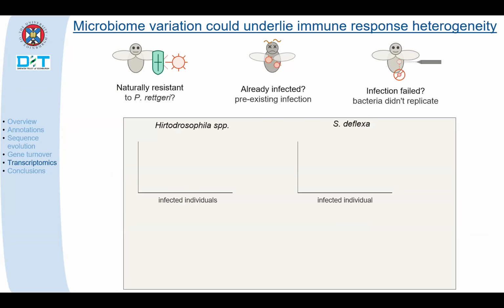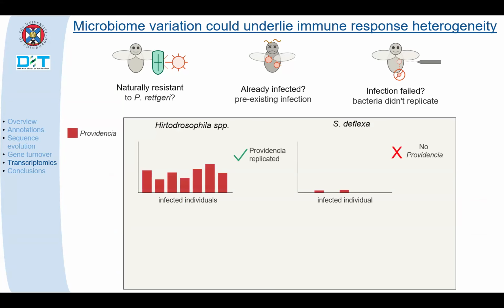Two things are immediately clear here. First, we see the Providencia reads in the Drosophila species. That means that there is an active infection in these flies and the bacteria are replicating. But we don't see the Providencia reads in Drosophila reflexa. Only 2 individuals had a detectable level of Providencia reads. So that rules out that the flies were already infected, because if they were, then we would see the Providencia reads in all infected and uninfected individuals.